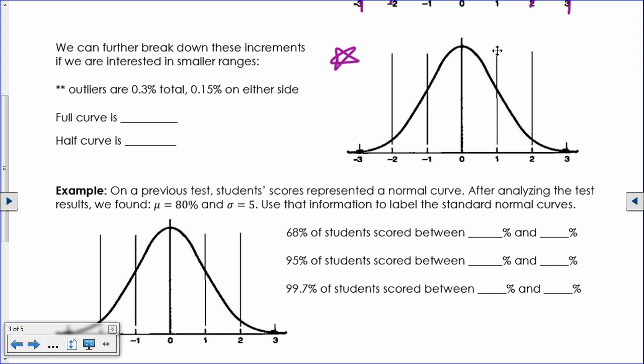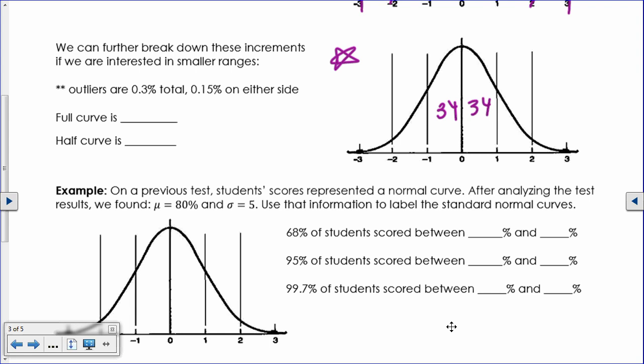If both of these together is 68, what do you think one of them would be by itself? 34. Because it's symmetric. If that window from -1 to 1 is 68 total, and they're symmetrical, you can cut that in half. So each half is 34.